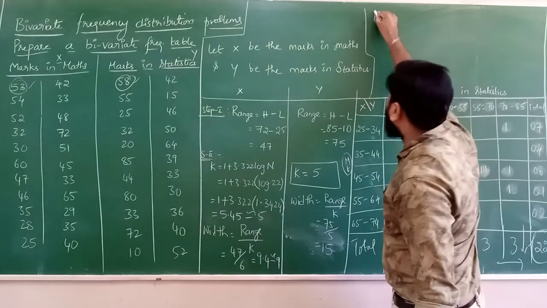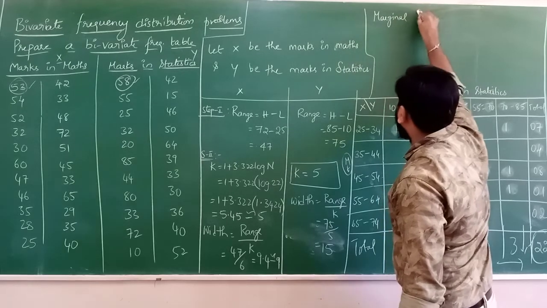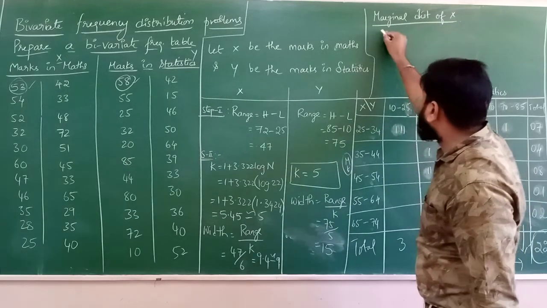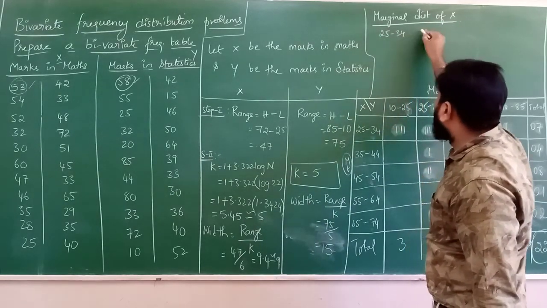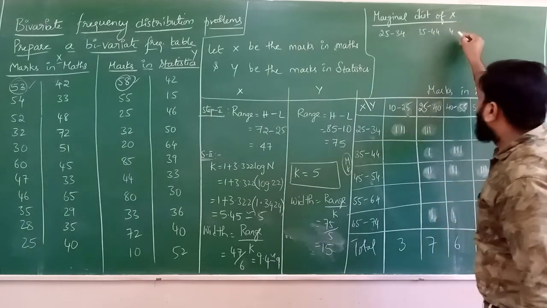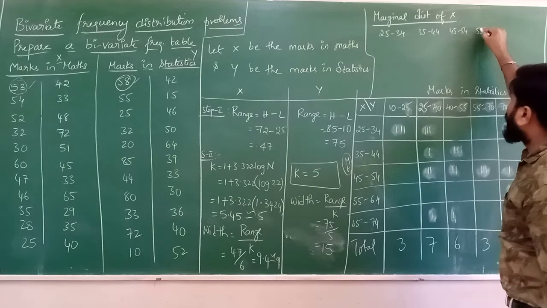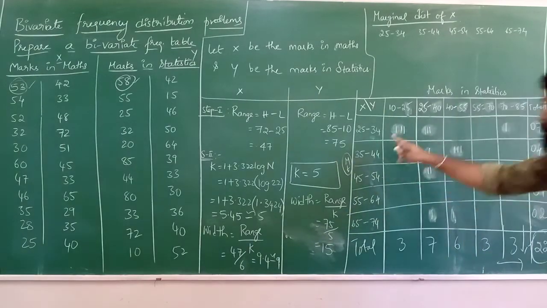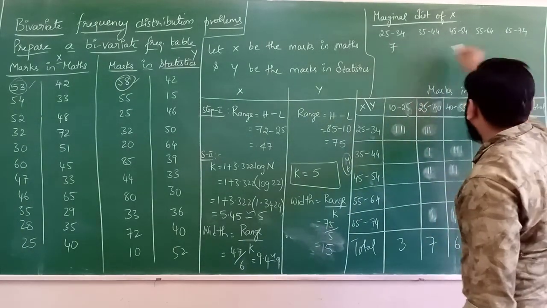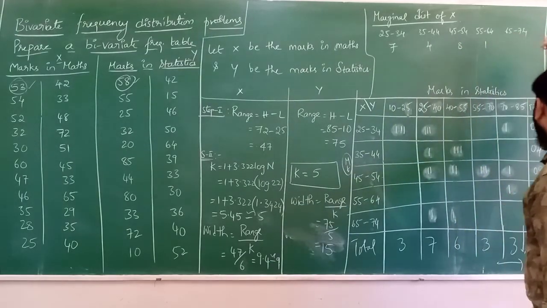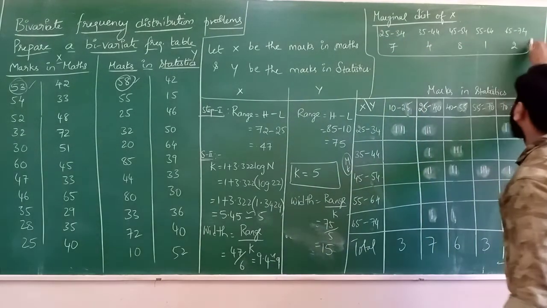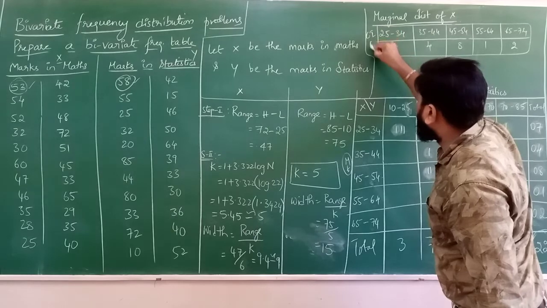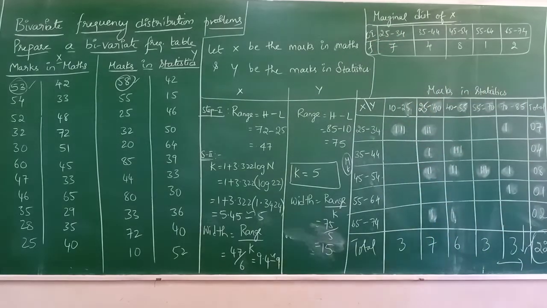Now if at all asked for the marginal distribution of x, what do you need to write? 25 to 34, 35 to 44, 45 to 54, 55 to 64, 65 to 74. For this, what are the totals? 7, 4, 8, 1 and 2. Now this is the marginal function of x, with class intervals and frequencies.